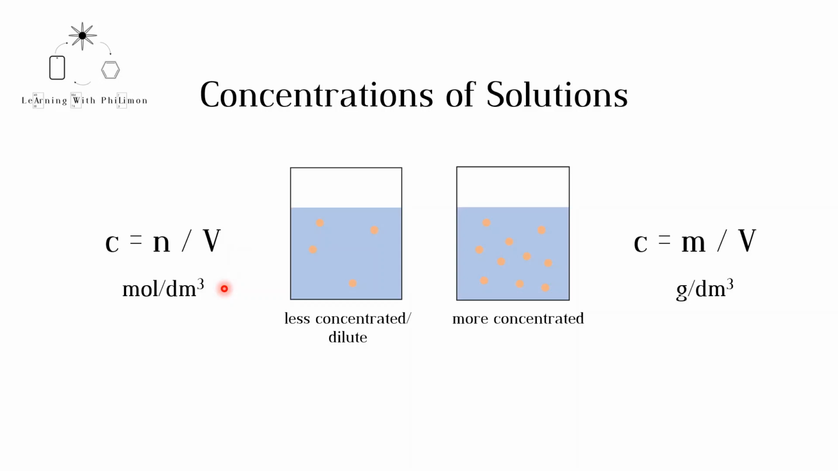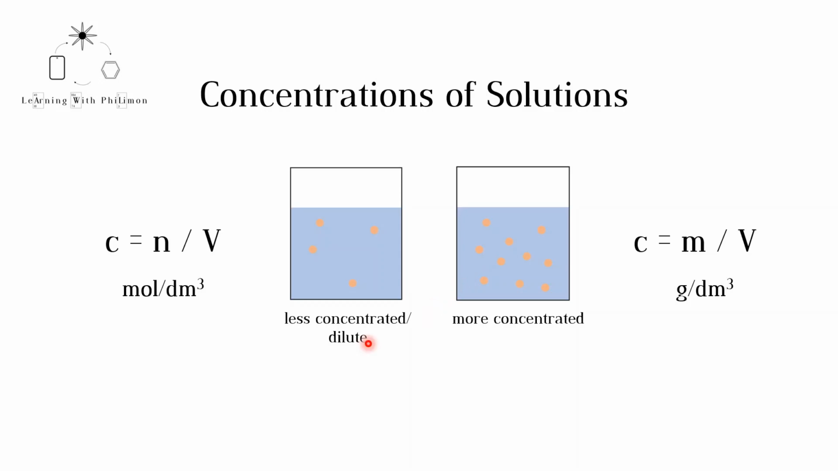Concentration can also be calculated using the equation mass m divided by volume. The unit of concentration using this equation is grams per dm cubed. In this diagram, we have two beakers containing different amounts of a chemical dissolved in the same volume of water. On the diagram on the left, we have fewer moles of the chemical than in the diagram on the right. Therefore, the solution on the left is less concentrated than the solution on the right. Solutions of low concentration are also called dilute.